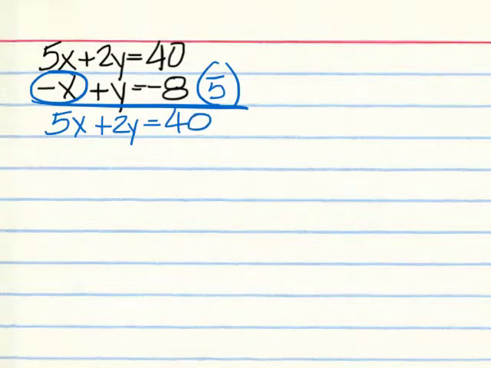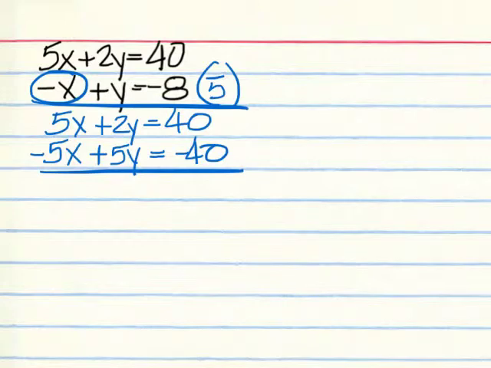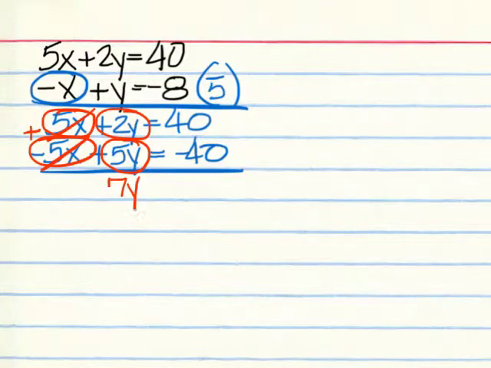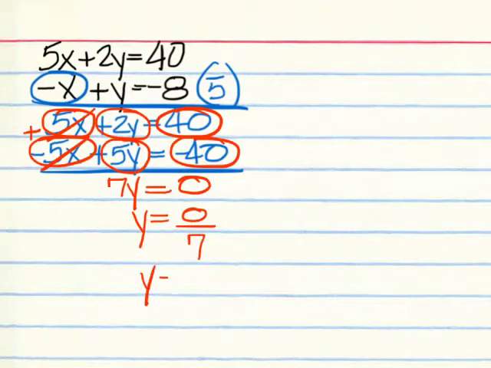On the bottom you're multiplying everything by 5. So negative 5x plus 5y equals a negative 40. Now you have to add, and the reason you have to add is because you have a positive and a negative 5. If you add, those cancel out. Now add 2y and 5y to get 7y. And 40 plus negative 40 is 0. If you divide 0 by 7, you still get 0.